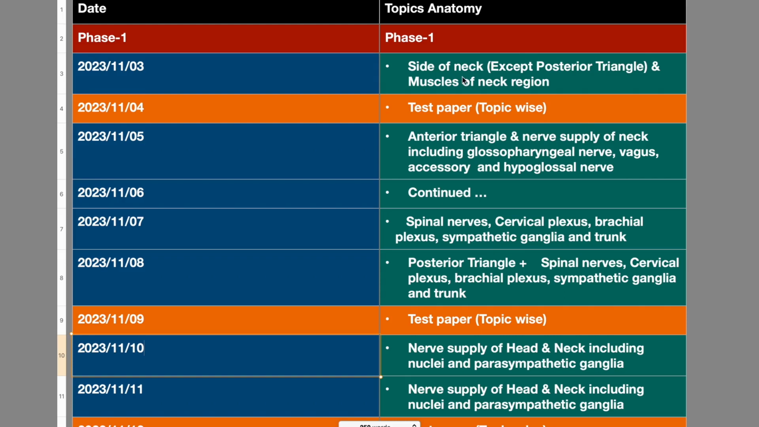And along with the side of neck, we're also going to cover the muscles in the region of the neck. After that, you're going to get a test paper on this particular portion. Then we'll go to the anterior triangle.